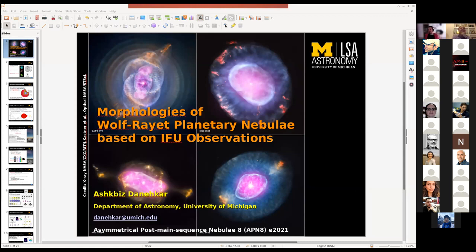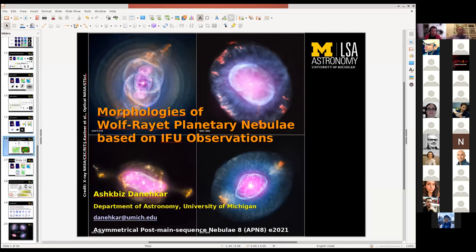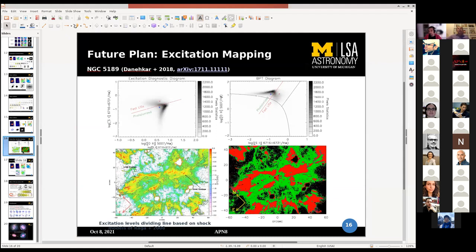Thanks, Ashkbiz, for the talk. You mentioned NGC 5189 about this HST study that you performed. I went into the ESO archive. There seem to be new observations of this object. Have you taken a look at this? Is it recent? Because I looked last year, I didn't find this object. So I should look at it. Right now it's available. It's NGC 5189. Yeah, I looked 1 or 2 years ago, but I didn't find this object. There were other objects. Well, I will look at it.